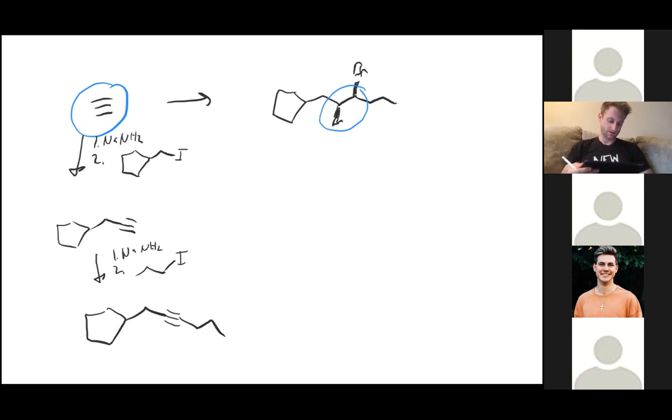From this point here, looking at our product, we have syn Brs. Br2 always adds anti. If we look at this skeleton, it looks like it came from a trans double bond. So in order to make syn Brs, we're going to have to start from cis and then just rotate it. So if we take our material here, add an H2 and Lindlar's.